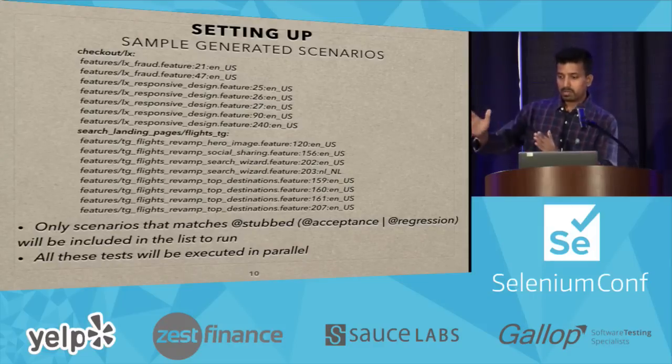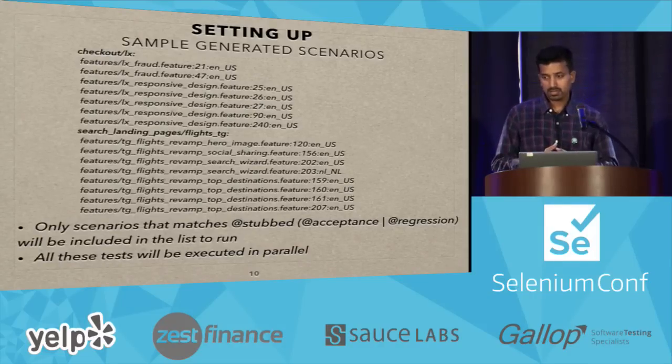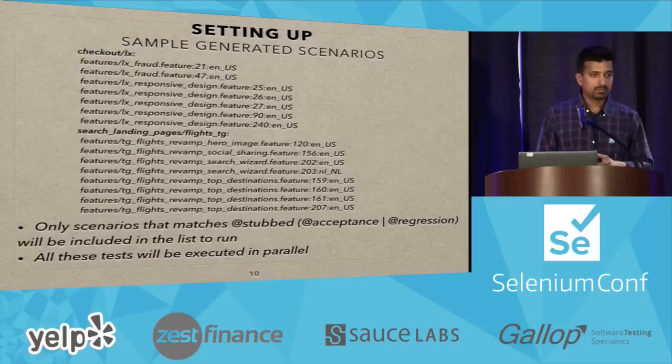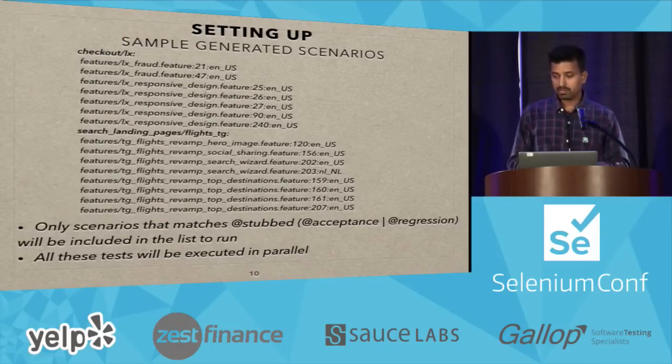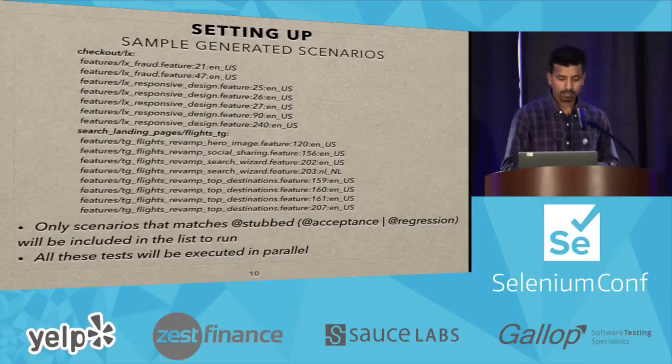And we will run everything in parallel. How we generate these test cases is that we have more tests than what we run, because there are test cases tagged as work in progress, unstable, intermittent, you name it, and we exclude all those tests. We run only tests that are tagged with predefined tags like stubbed, acceptance, and regression. And these tests will be running in parallel.